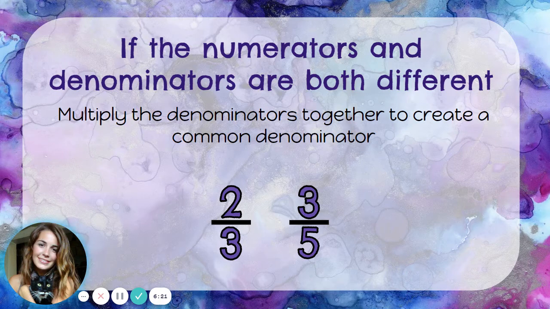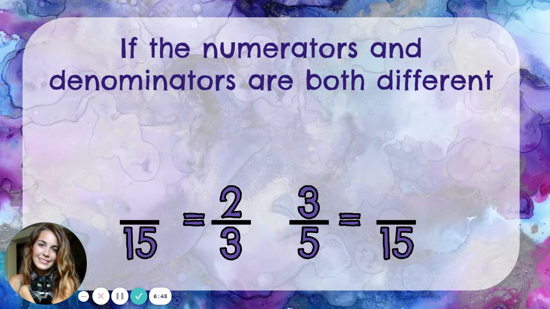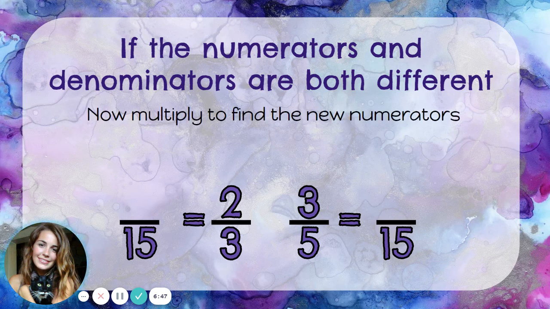The first thing we're going to do is multiply the denominators together to create a common denominator, or to make them both have the same denominator. So we're going to multiply the denominators 3 and 5. 3 times 5 is 15. Now let's set up equivalent fractions that both have 15 as a denominator. Now multiply to find the new numerators, like this.